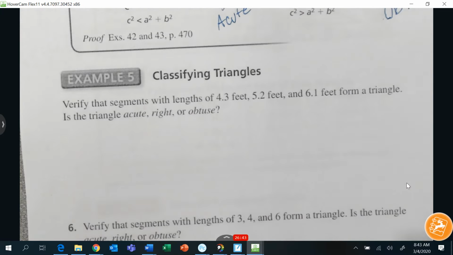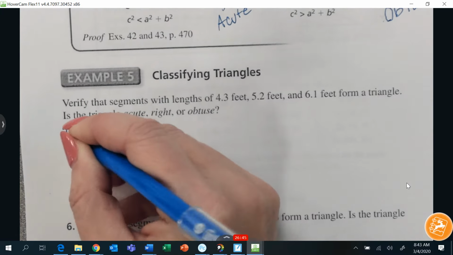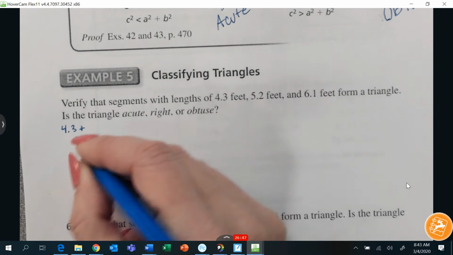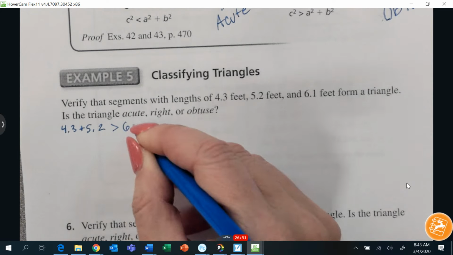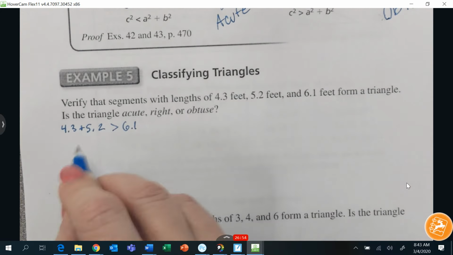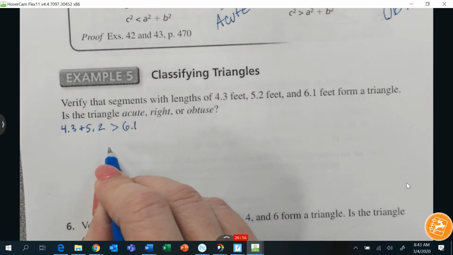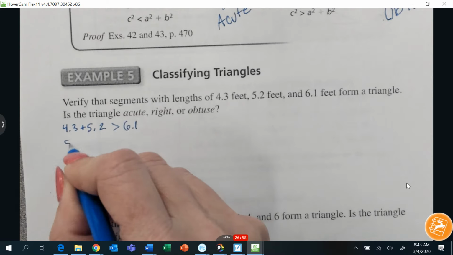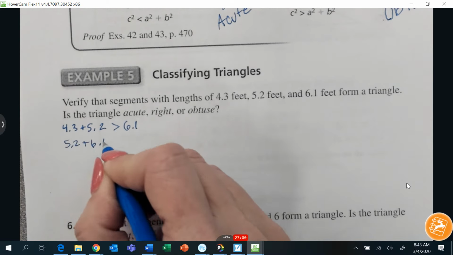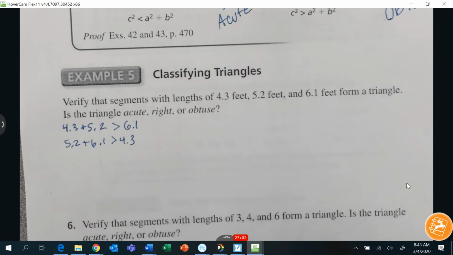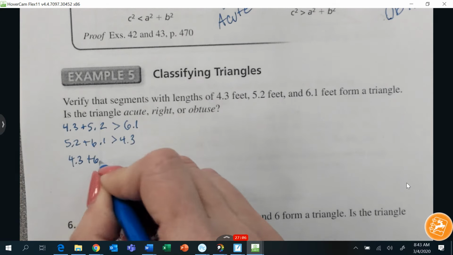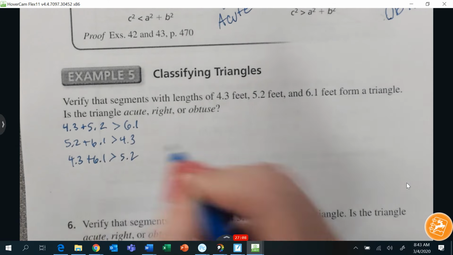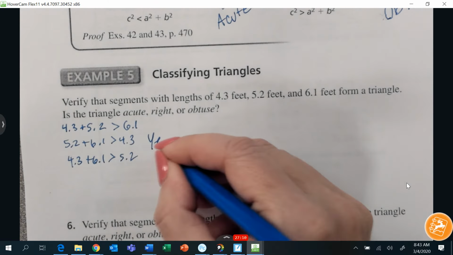To verify that it was a triangle, if you add up 2 sides, it always is bigger than the third side. That would be true, right? If I add up 2 sides, 5.2 plus 6.1, that would be bigger than 4.3, right? If I add up 4.3 plus 6.1, that's bigger than 5.2. Okay, so it is a triangle.